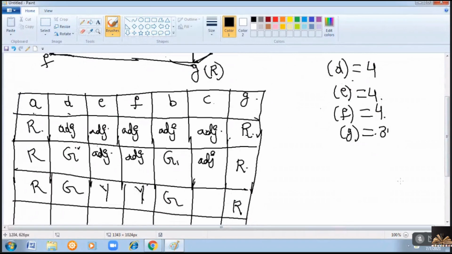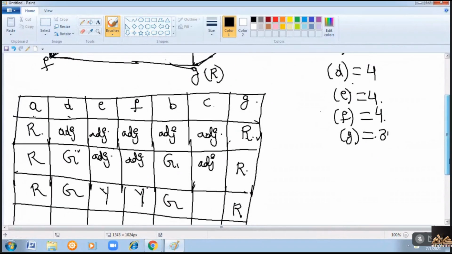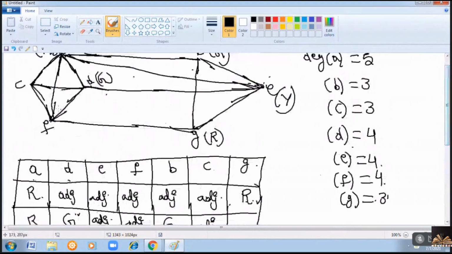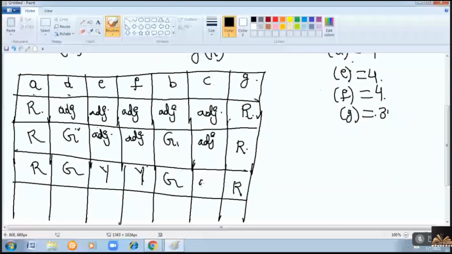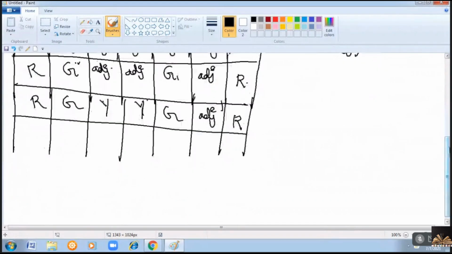What about C? Is C adjacent to E? No. Is C adjacent to F? Yes. So it cannot be colored with the same color. Right? Now repeat the same step because there is one more vertex which is uncolored.